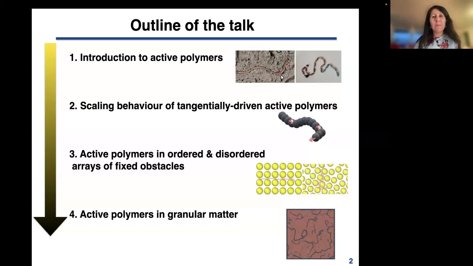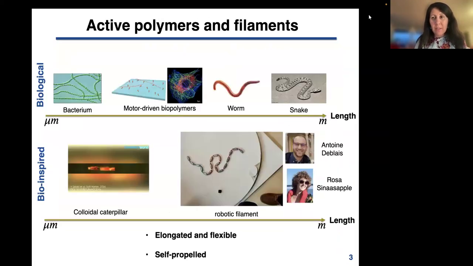But just to clarify the terminology, what I mean by active polymers and filaments, I will give an introduction to them. And then I will move to what is special about active polymers and how their scaling properties differ from passive polymers and filaments. And then I focus on my research, which has been done in my group, about active polymers in ordered and disordered media. And finally, in more dynamic environments, like granular matter, which is a work in progress. So let me get started.